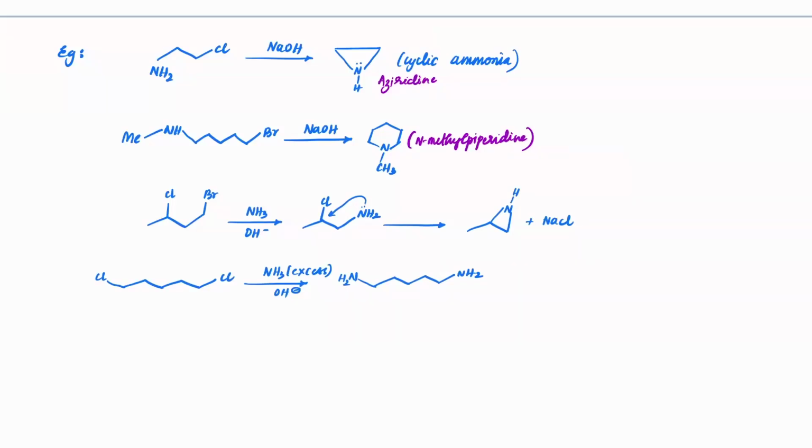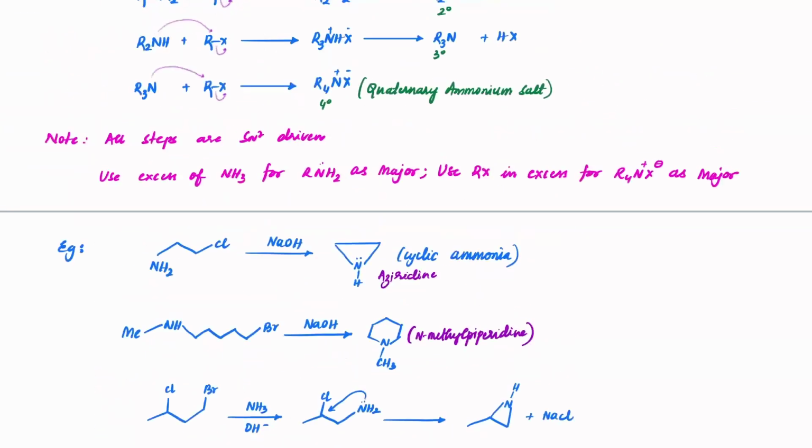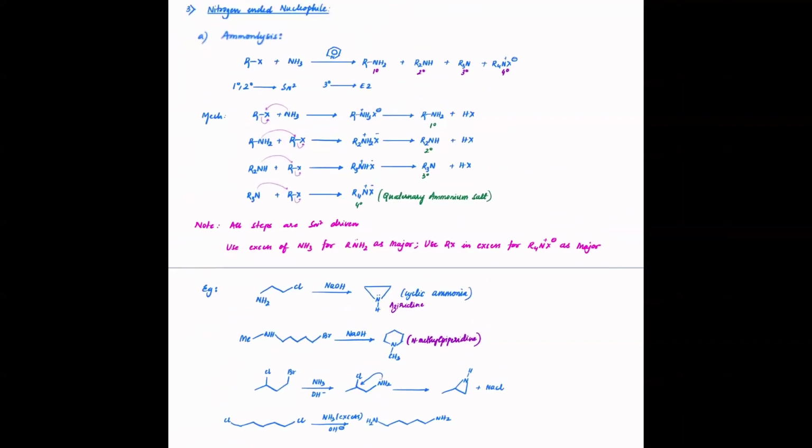Okay. So see these cases, everybody. These are the type of products you should be able to figure out. All these are the examples of ammonolysis only. So take a minute's time and go through it.